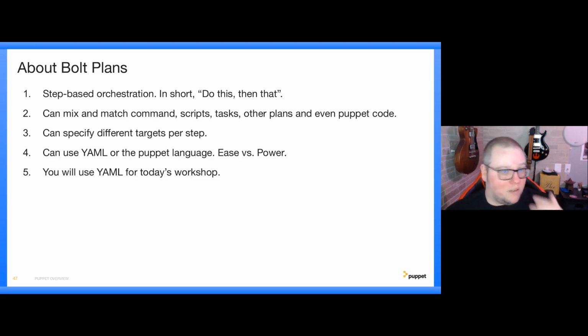So if you look at that model, let's say maybe I have to modify a load balancer to take a system out, run some updates on it, bring it back into the load balancer. That's something where we can say WinRM connects to the Windows server for the first step, or connects over SSH into a load balancer, does whatever it needs to do, and we can put those in place. Now, we have the ability to use either YAML or the Puppet language.